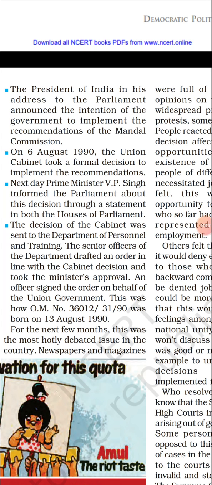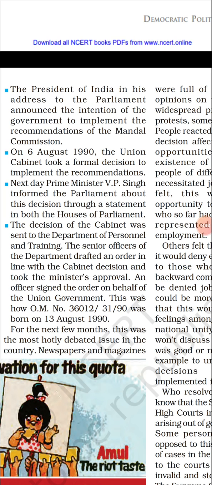The decision of the Cabinet was sent to the Department of Personnel and Training. The senior officers of the department drafted an order in line with the Cabinet decision and took the Minister's approval. An officer signed the order on behalf of the Union Government. This was how OM number 36012/31/90 was born on August 13, 1990.